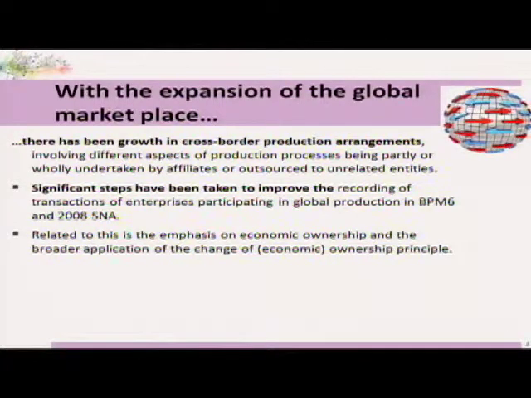is related to globalization, and I think we're all aware of the relationship between manufacturing services and globalization, and the implications of the correct recording of manufacturing services and manufacturing in general. But the 2008 SNA and the BPM6 really took significant steps to improve the recording of transactions as a result of what is happening with the global economy and trade and so forth. And related to this is the emphasis on economic ownership and the broader application of the change of economic ownership principle. And again, we touched on that briefly, I think, on Monday when Ivo mentioned the economic benefits and economic relationship of that economic ownership and so forth.